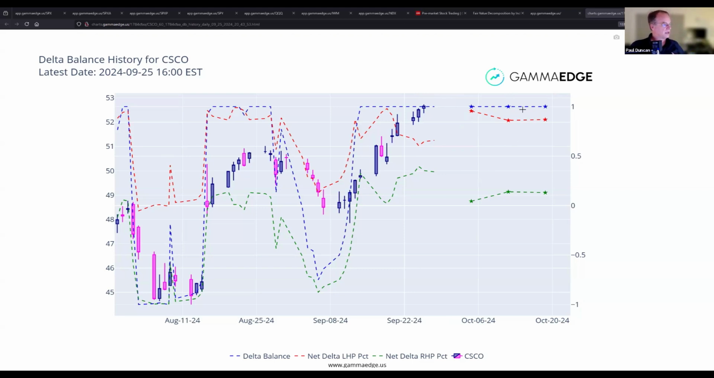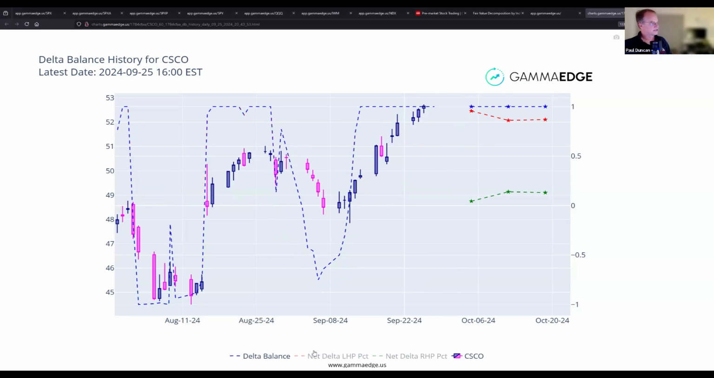As you go through it, the first thing to realize is what we do here. I just clicked down here in the legend, turning these off. And so you see the blue line here. The blue line is an oscillator that we've created, and the oscillator tells us what's called delta balance. Basically, this oscillator goes between -1 down here and +1.